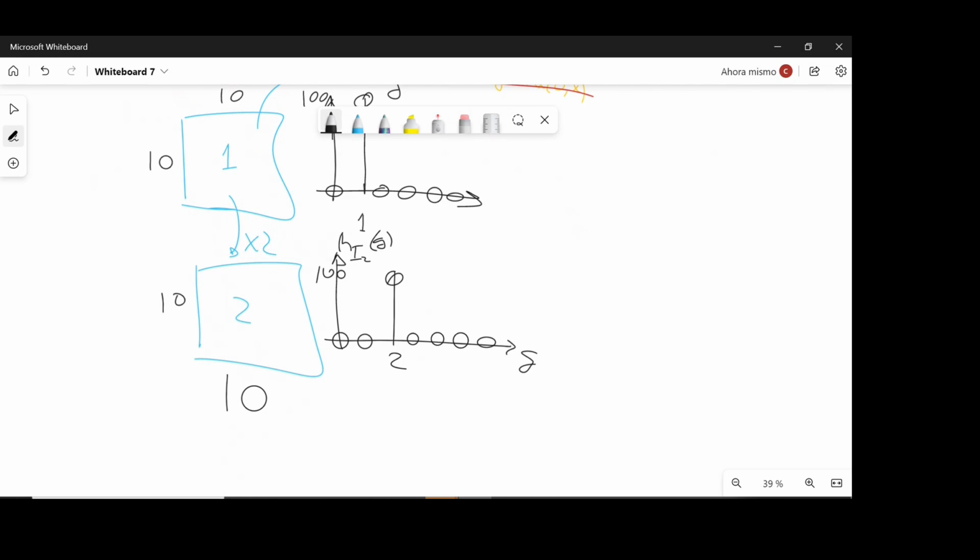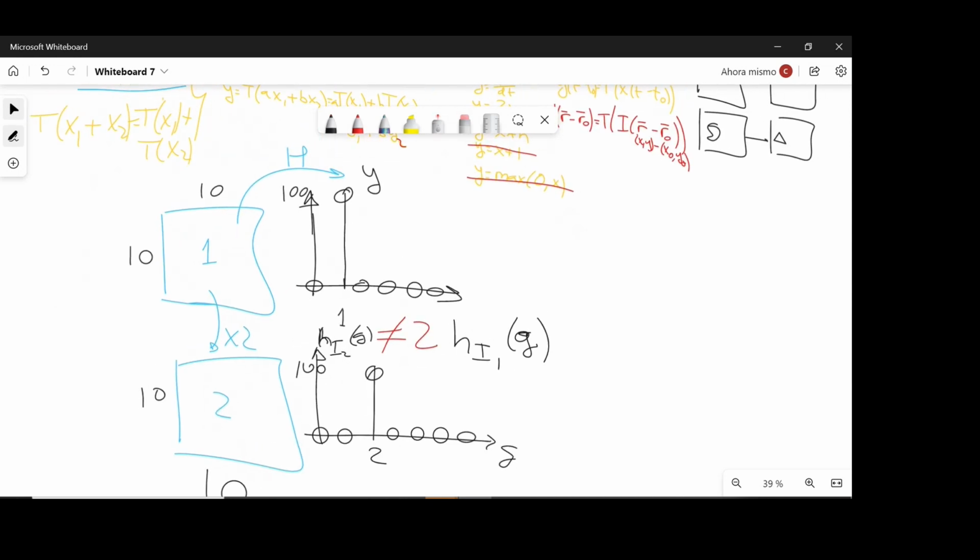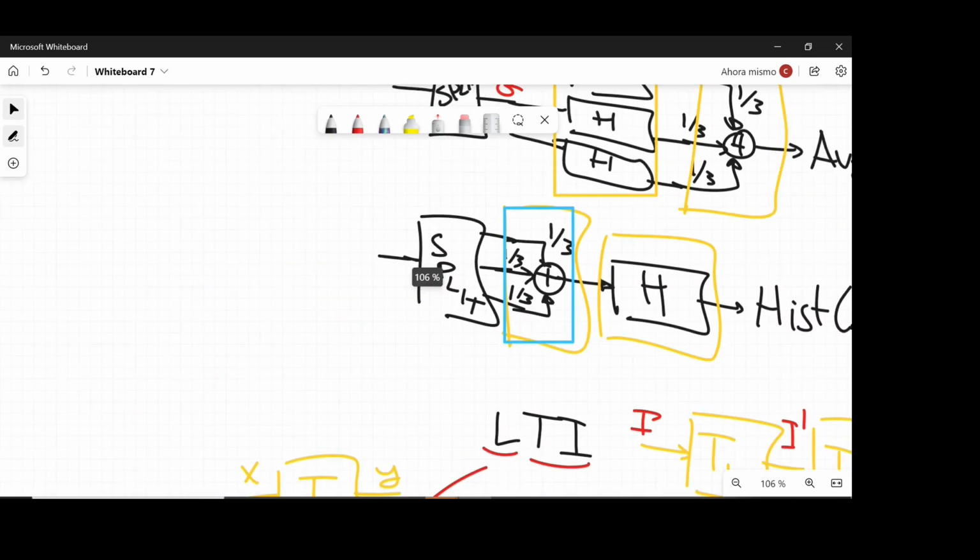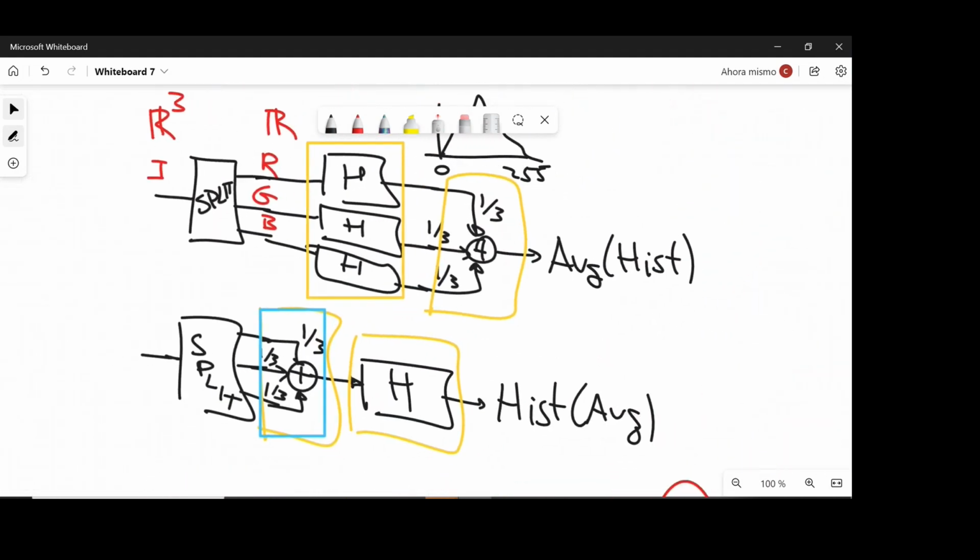And now what we see is that this is H2, and this is not twice the histogram of image 1. See? If I multiply this histogram by 2, I don't get this one. Okay? This one is shifted. So the histogram is not a linear operator. So that is why it doesn't commute with the average. The average is linear, but the histogram is not. So that is why computing the average of the histogram is not the same as the histogram of the average. Okay? Because one of the operators, the histogram, is not linear.